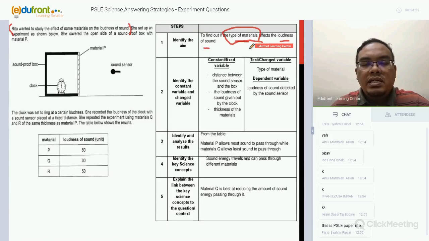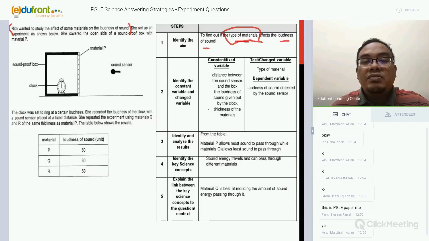Some of the students, when I ask you to write the aim of the experiment, you don't have any change variable. Please remember, this is very, very crucial. In your aim of the experiment, you must have the change variable or the test variable. What are you trying to test in the experiment? What are you trying to find out? It must be clearly stated in the aim of the experiment.